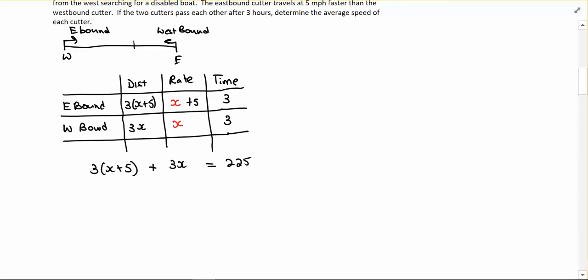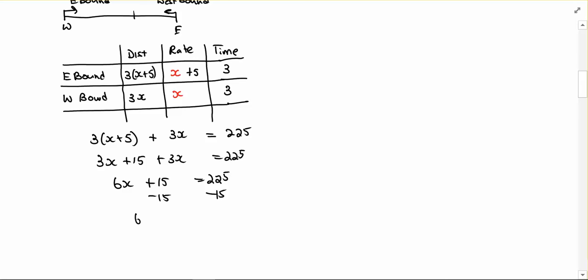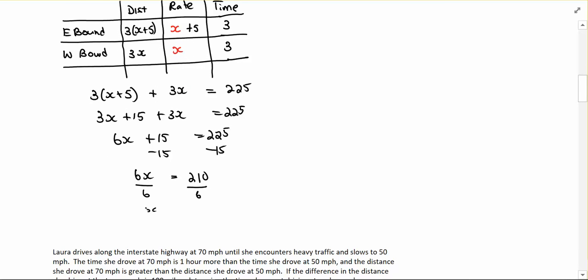And so now this is a simple linear equation. We can solve by combining like terms. 6x, minus 15 on both sides, and I get 6x is equal to 210, then divide by 6, and I get x equals 210 divided by 6, which is 35.